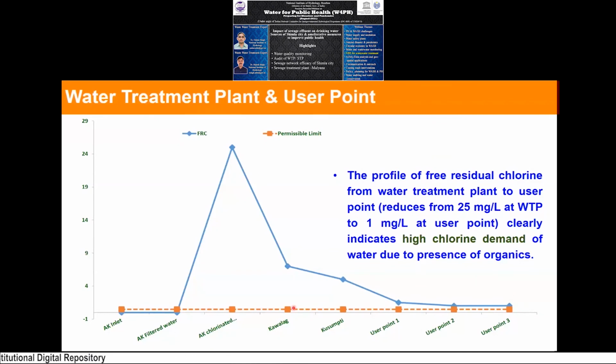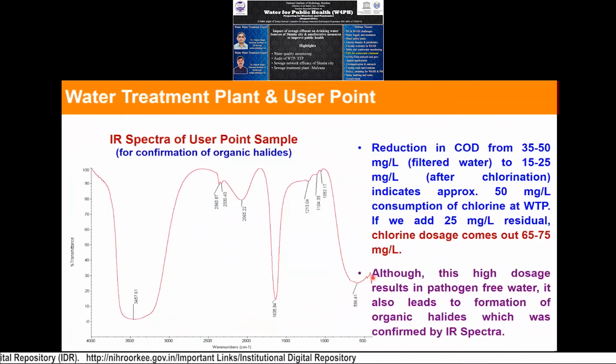Apart from that, the IPH department was dosing chlorine at Kavala pumping station as well as the Sumti reservoir. They were dosing to maintain the chlorine, and with these high doses of chlorine they were able to achieve 1 milligram per liter at the user point, and were able to avoid the jaundice cases during the time of study. But then we analyzed the samples for the presence of organic halides, and we took IR spectra for that, and we found the presence of organic halides at the user point.